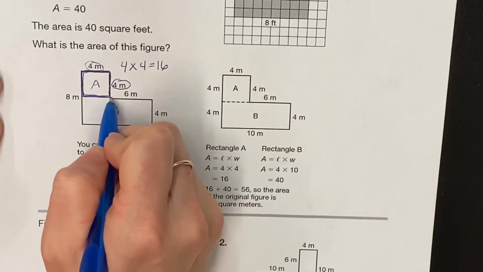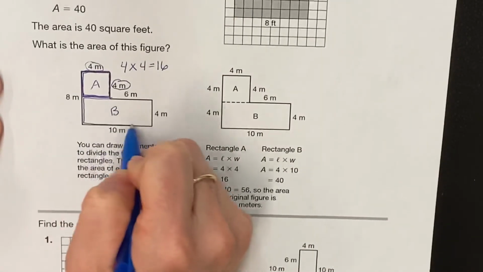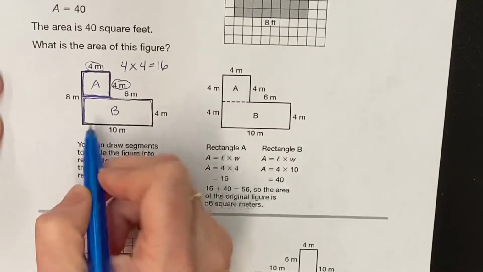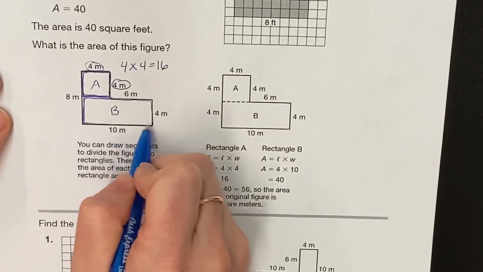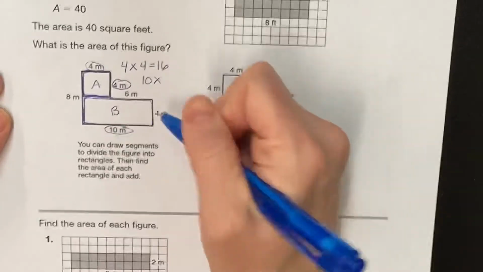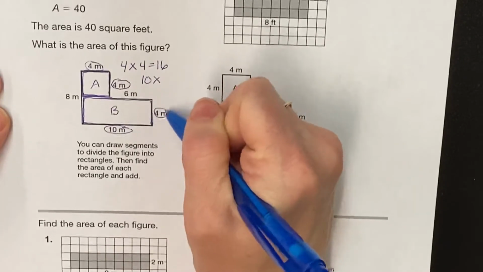Now let's find the area of shape B. Okay, I'm just looking here and I'm looking at the length and the width. I need the whole length from one side to the other. That's 10 and the width is 4.